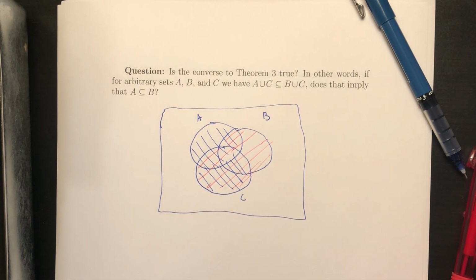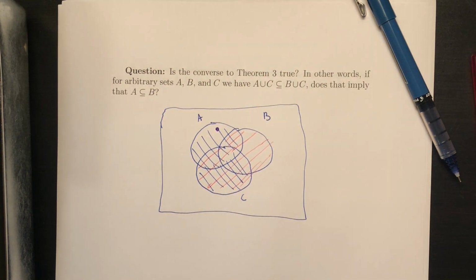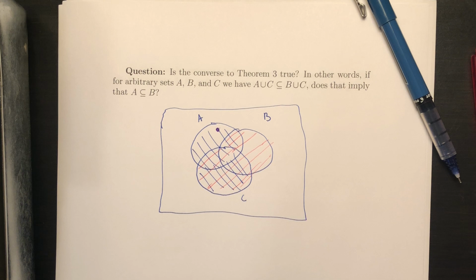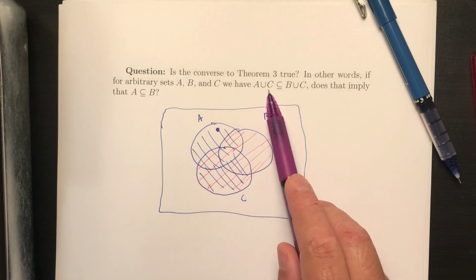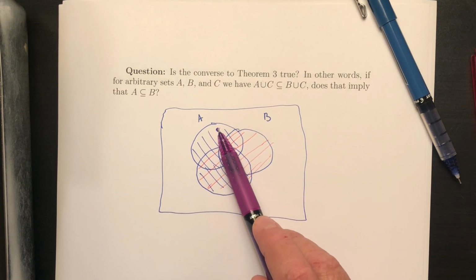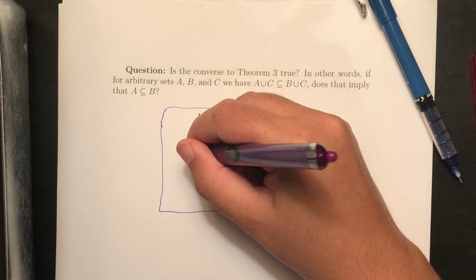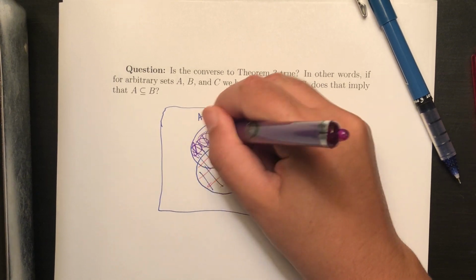Okay, which would have to mean that there's nothing out here, because if there was stuff out here, it wouldn't be the case that A union C was a subset of B union C, because there'd be an element out here which was in A union C but not in B union C. So we really need this whole area here, which I'm shading purple, to be empty.